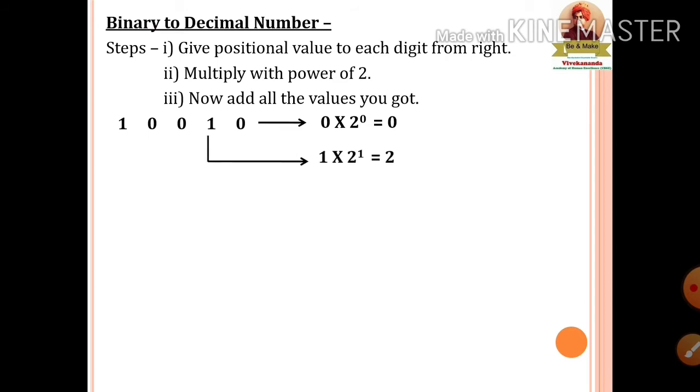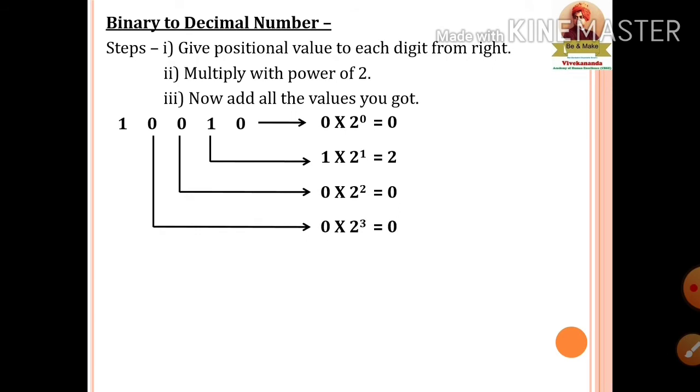Then the next number will be 1. So 1 will be represented as 1 into 2 raised to 1, as we are going to move from the right hand side. So 0 is the first number, 1 is the second number. This 0 is our third number, but we are going to represent it as 2 because we started the counting from 0. So one number less. Next 0 will be represented as 0 into 2 raised to 3, and the last number will be represented as 1 into 2 raised to 4.